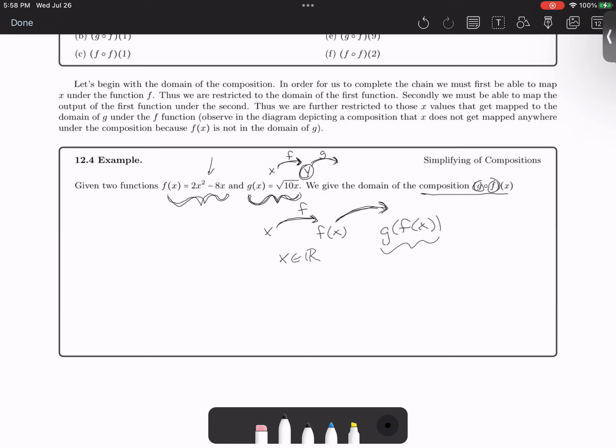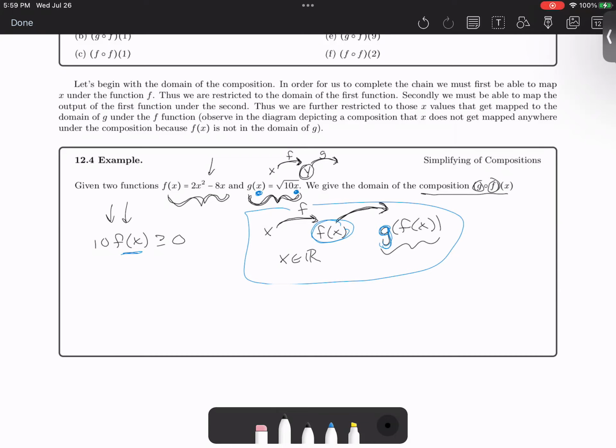So what kind of inputs can the g function accept? We're only allowed to take the square root of positive numbers. We need 10 times f of x to be greater than or equal to 0. Why did I write f of x here instead of just x? Because look at your picture. You're trying to map f of x underneath the g function. So if you plug f of x in for those x's, that would be g of f of x. So this is what we need to happen.